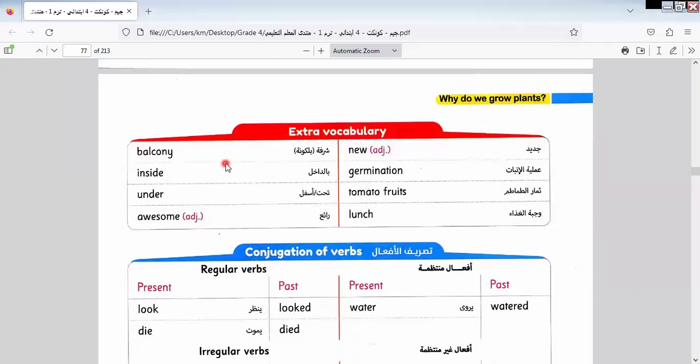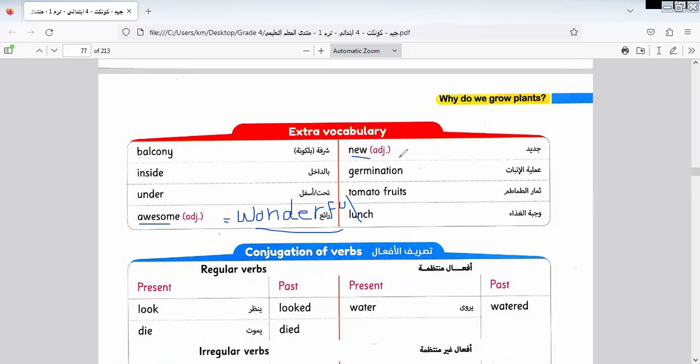Here we have an extra vocab. Let's learn it together. Here we have balcony, inside, under, awesome. Awesome is equal to what? Is equal to wonderful. So I will write it here like this: wonderful. This is the same meaning of what? Of awesome. Okay, you must know this word also.